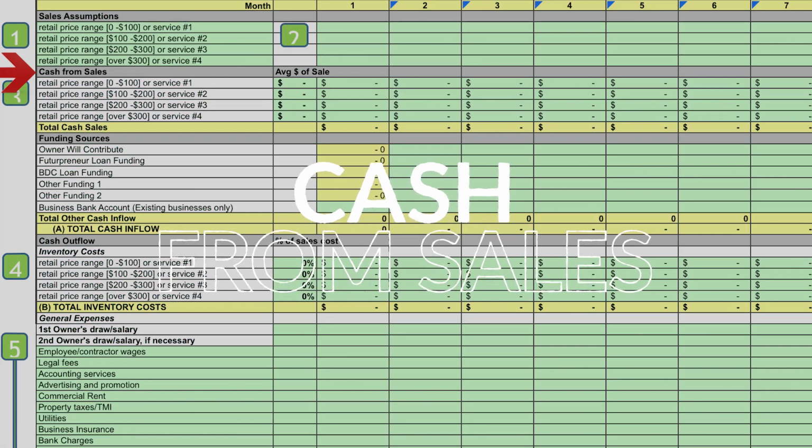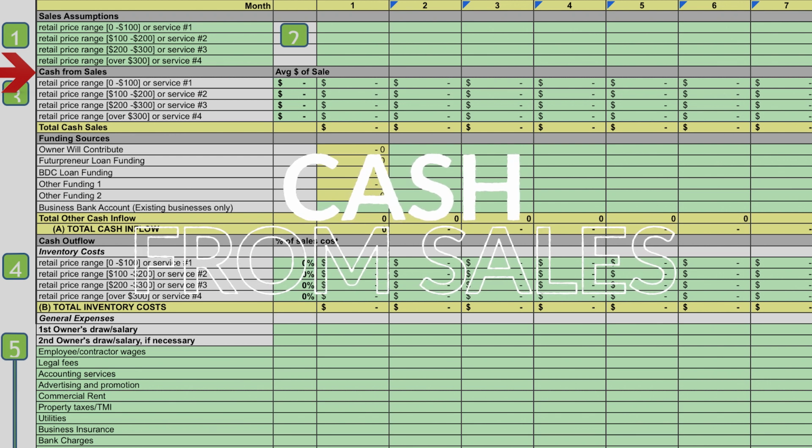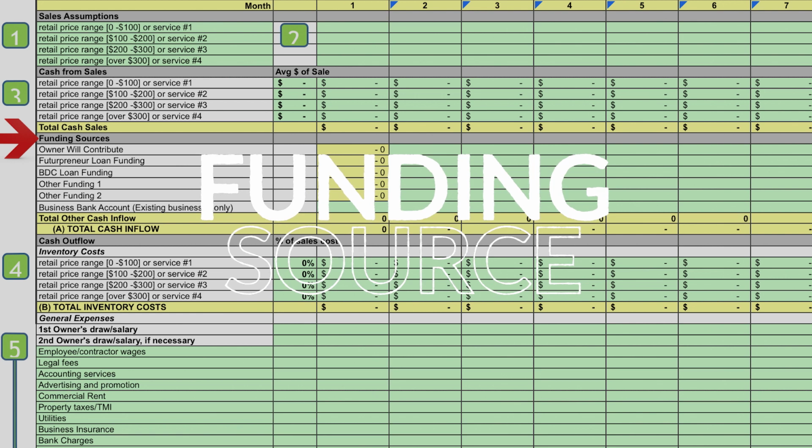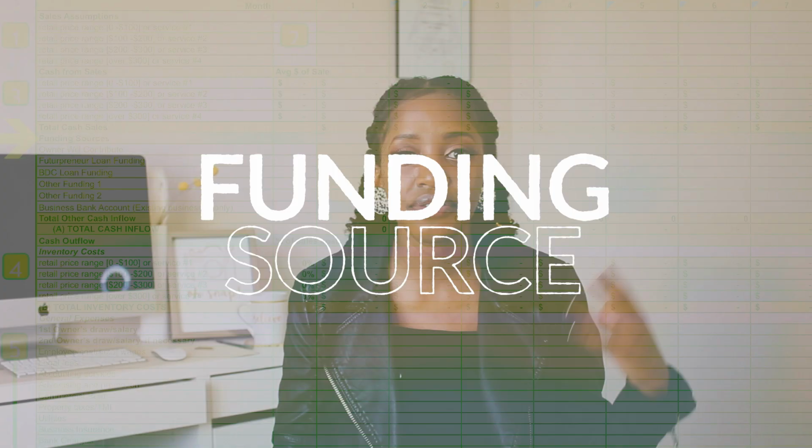Next will be the cash from sales. This is where you're going to put how much you're going to charge for the specific product or service and how much of that you think you're going to sell. That will tell you how much each of those products, in your assumption, is going to make. Another section is the funding source. In this section, you often put how much money you are expecting to receive from funding, whether through grants, loans, your personal investments, or family members and friends giving to your business.